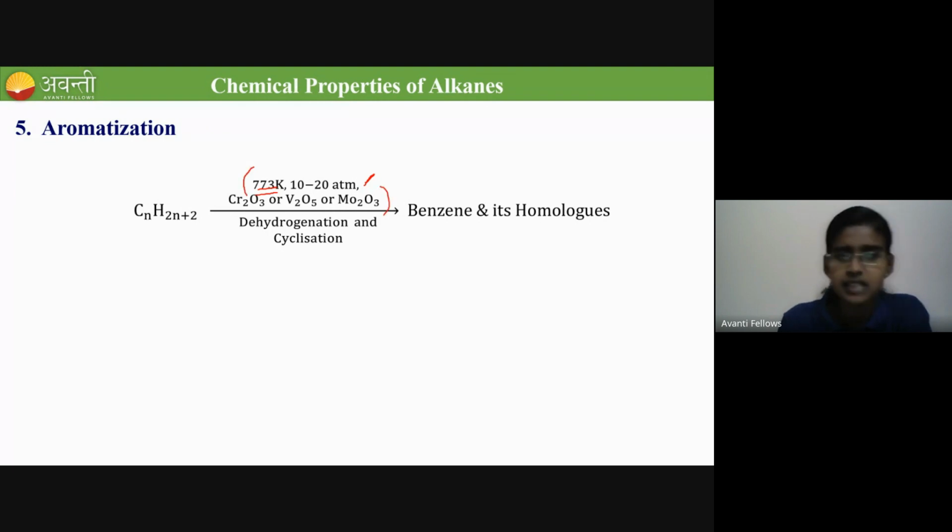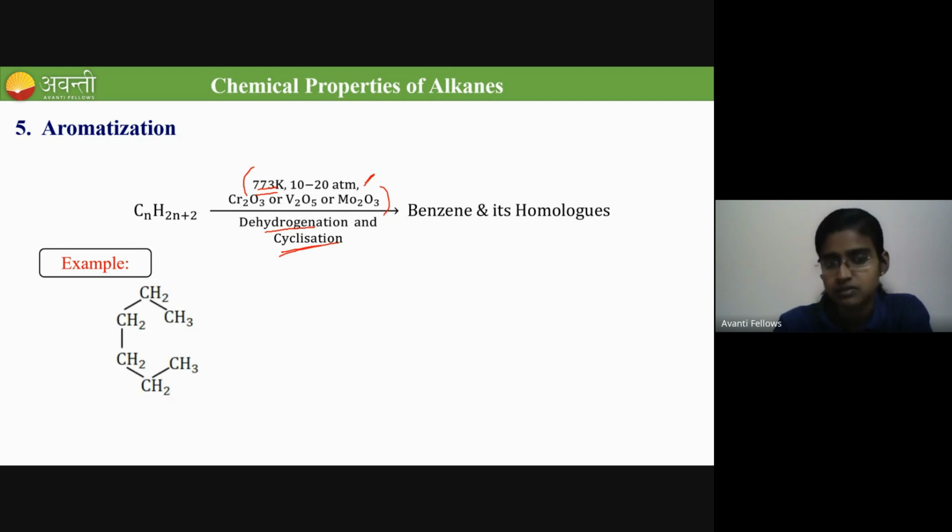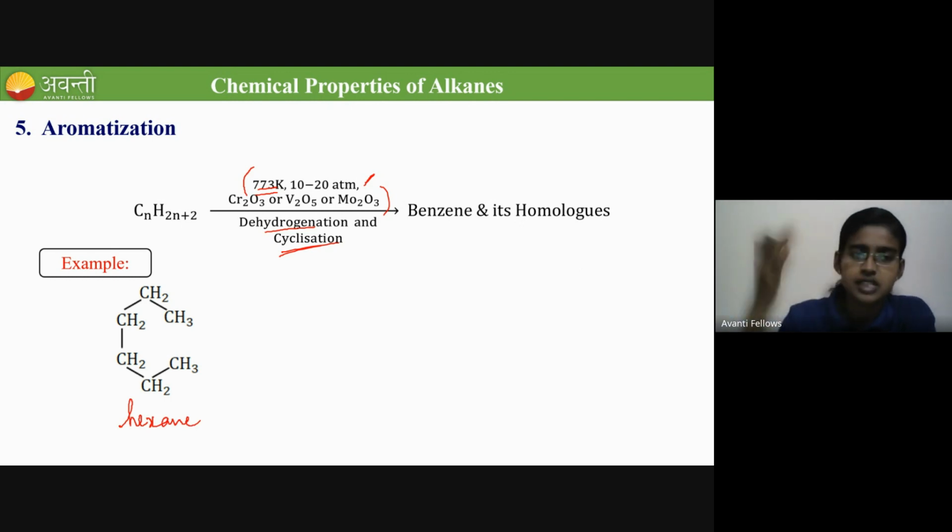Under this reaction condition, dehydrogenation, that is removal of hydrogen, occurs and cyclization of the product will take place. So benzene and its homologues will be formed. Let us see with an example. Again, I have taken hexane. The name of this compound is hexane, right? I have written the hexane in a kind of cyclic structure, just tilted. That's all. The compound is hexane.